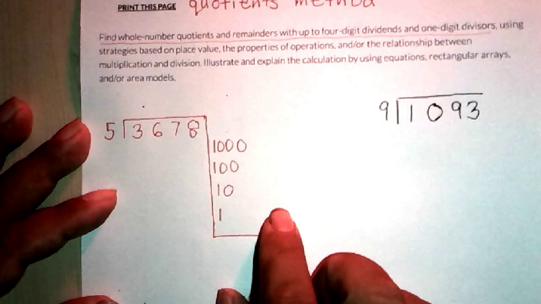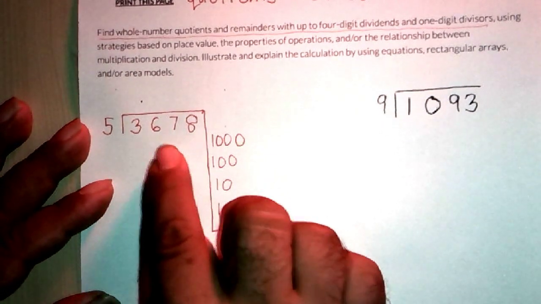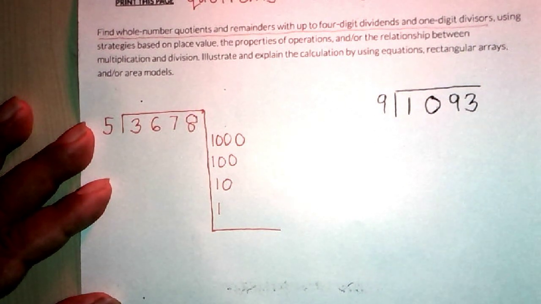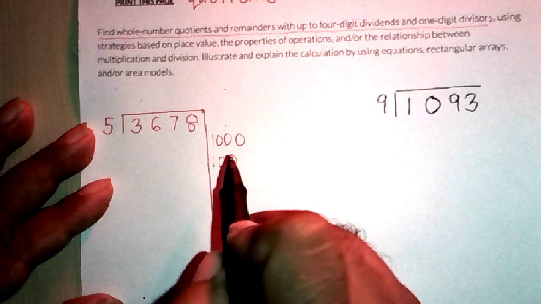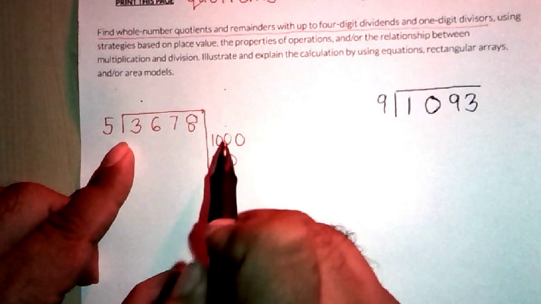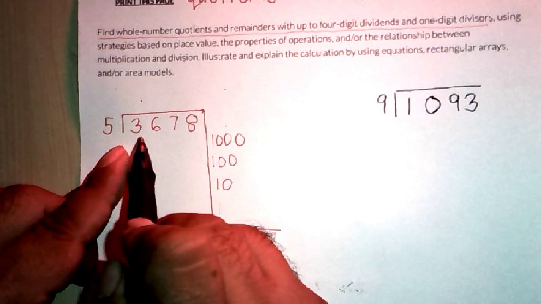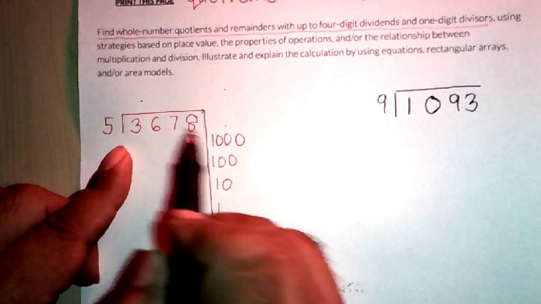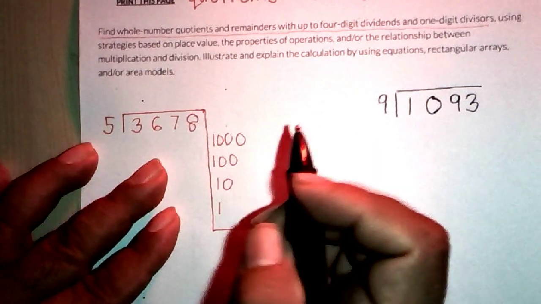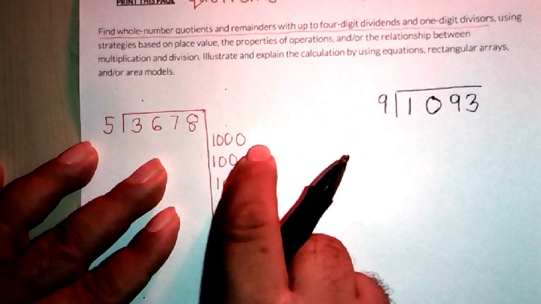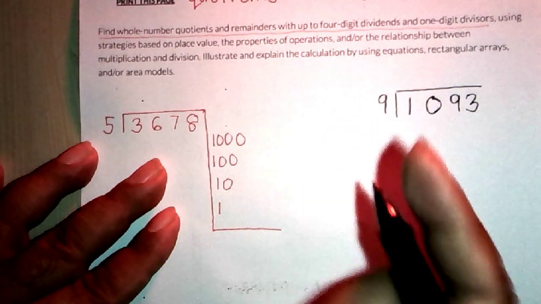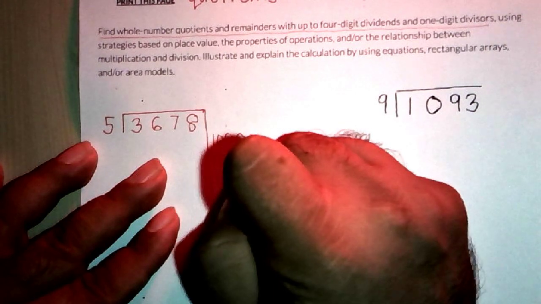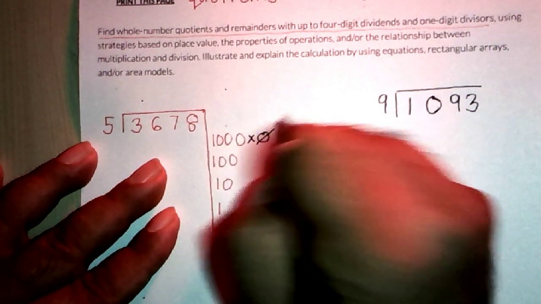So here we go. We're dividing 3,678 by 5. In the thousands place, can we divide 3,678 by any number in the thousands place? It's pretty obvious that the answer is no, because 1,000 times 5 would be 5,000. So that's just too big.